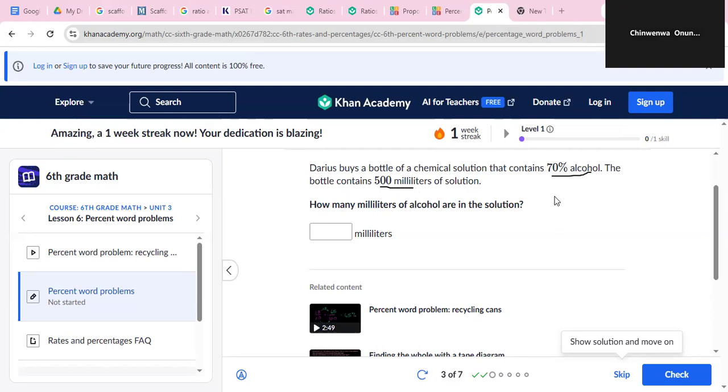So we're going to write it as 70% of 500 mLs is alcohol. We can write 70% as 70 over 100. Of means multiply. So we'll write it as 70 over 100 times 500 mLs.